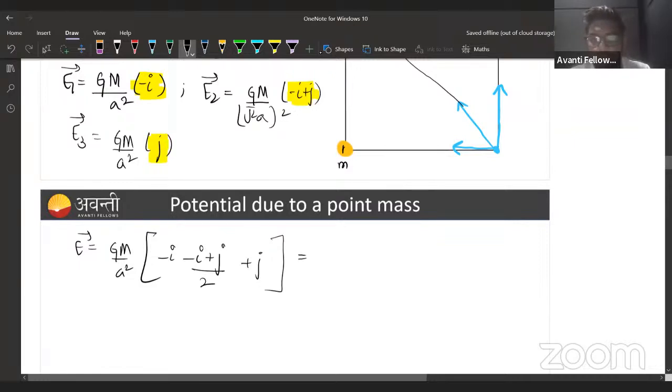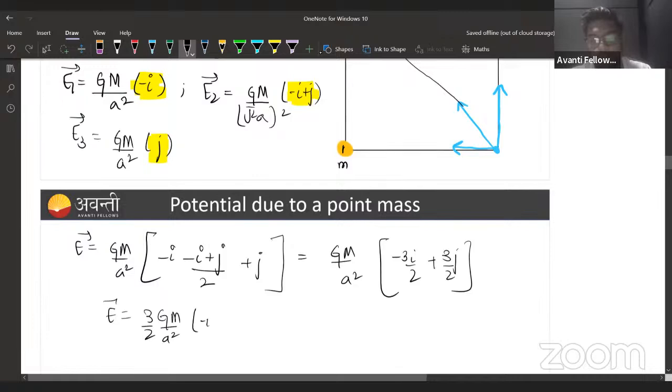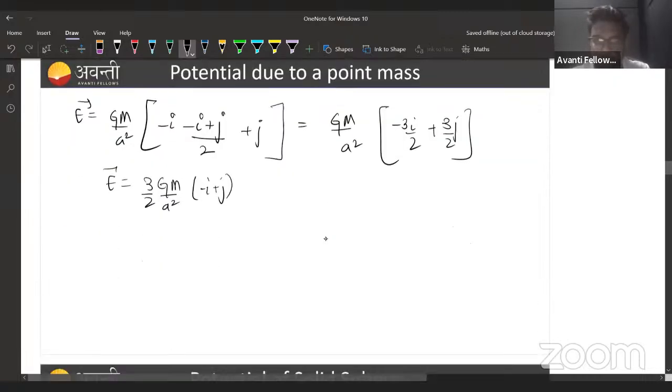That was missing. Gm by a square minus i by 2. That will be minus 3i by 2. Plus, this will be plus j by 2 plus j. That will be plus 3j by 2. Hopefully this is clear. So E vector will be equal to 3 by 2 becomes common, Gm by a square into minus i plus j. Hopefully this is clear to you all, right?